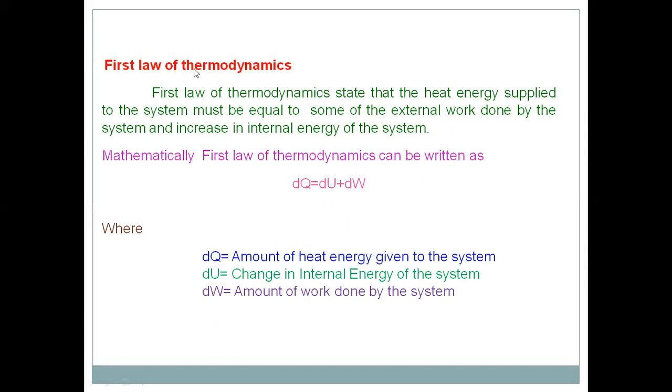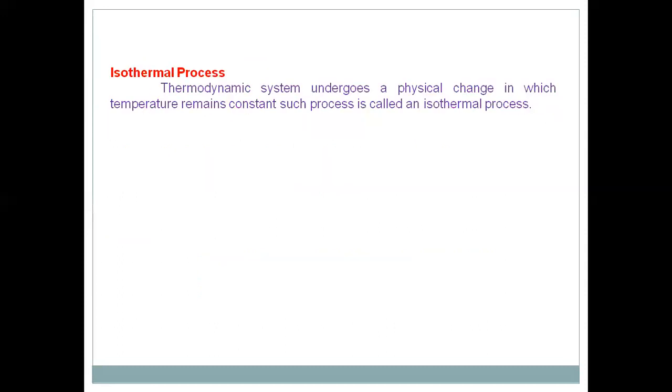Here it obeys the conservation of energy, because dQ is heat energy, dU is internal energy, and dW is work done, which is also a form of energy. So it obeys conservation of energy. So we have two processes we may observe in thermodynamics: one is the isothermal process and the second is the adiabatic process. Of course, there are more processes, the isochoric process and the isobaric process also. Initially, we will discuss the isothermal process and the adiabatic process.